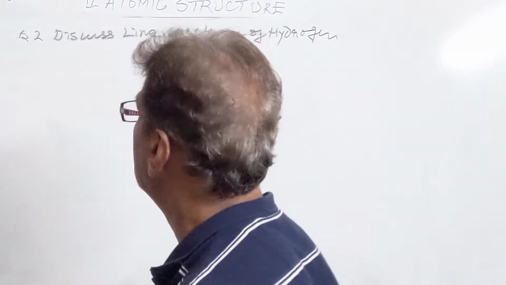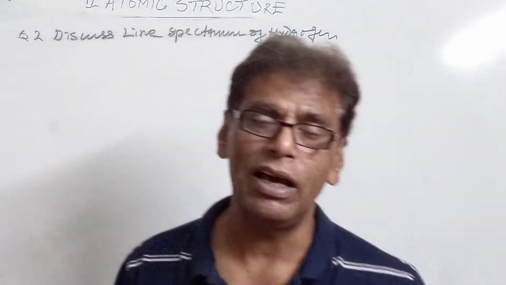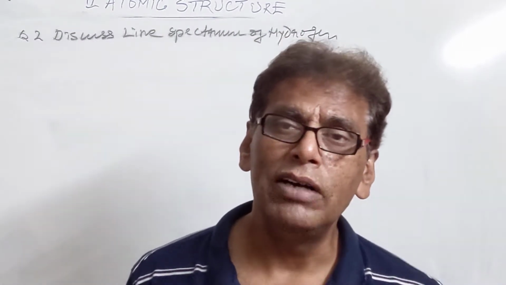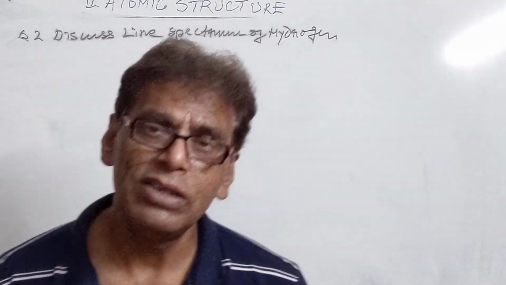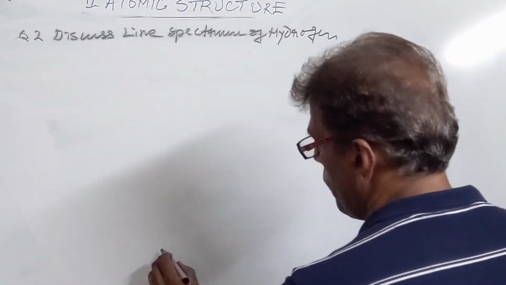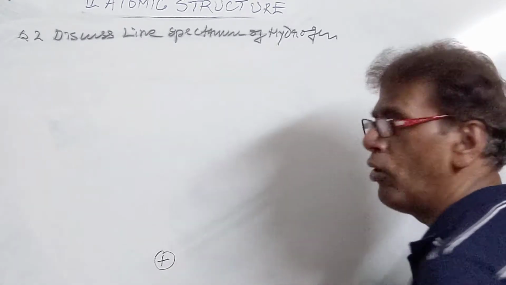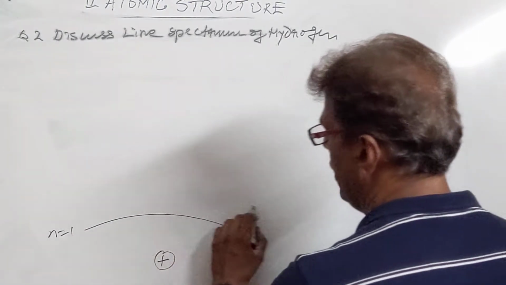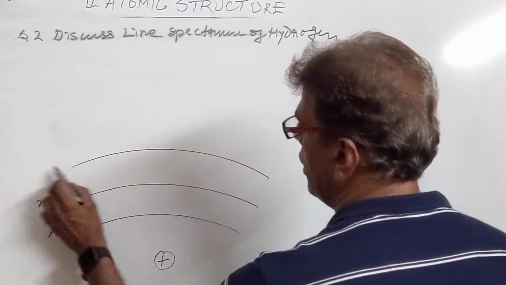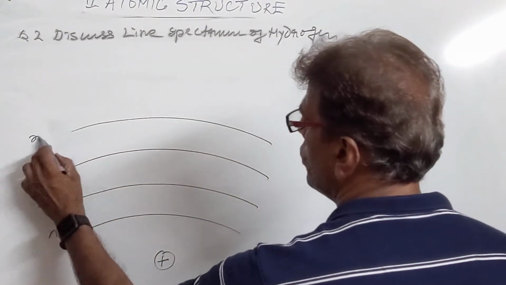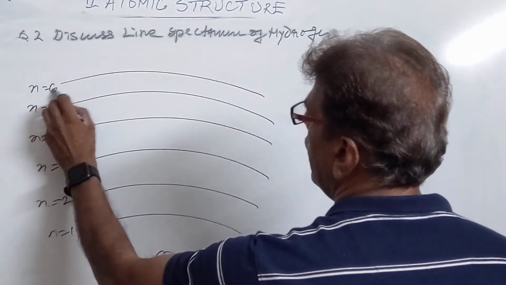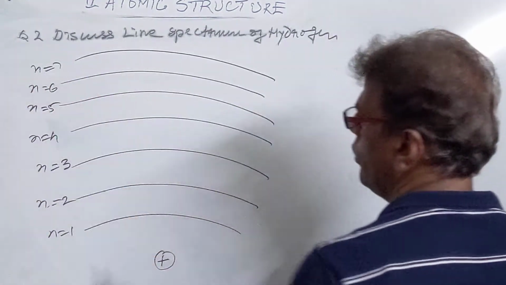We are getting different series. First we get the Lyman series in the first level, Balmer series in the second level, then we have the Paschen series in the third level, Brackett series in the fourth level, and Pfund series in the fifth level. Let us now draw the structure of the line spectrum of hydrogen. This is the combined nucleus of all the hydrogen atoms which are present in the discharge tube. This is the first shell of all the hydrogen atoms. This is the second shell. This is their third shell. Then we have the fourth shell, the fifth shell, sixth shell, and so on. So we have 7 shells.